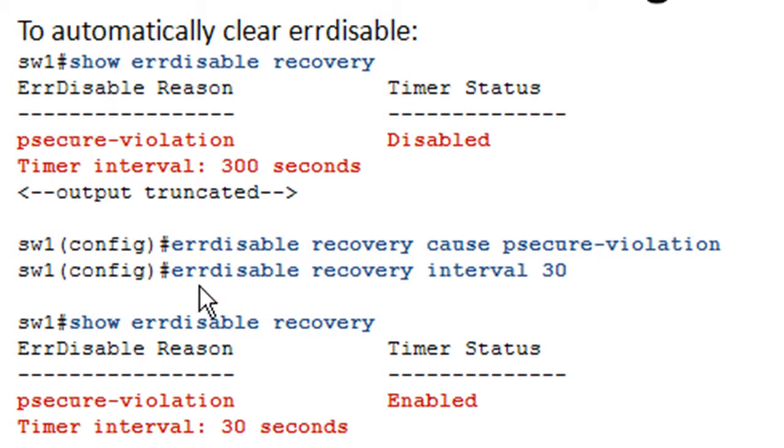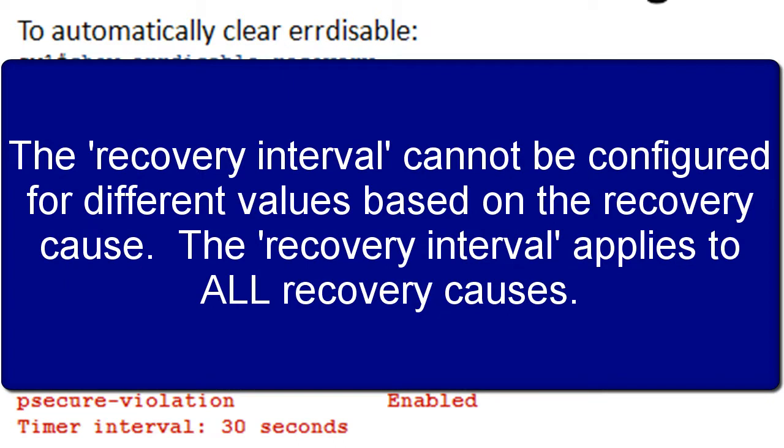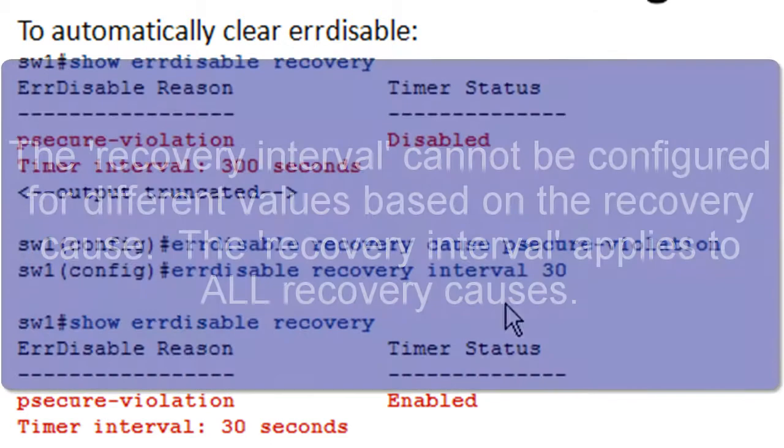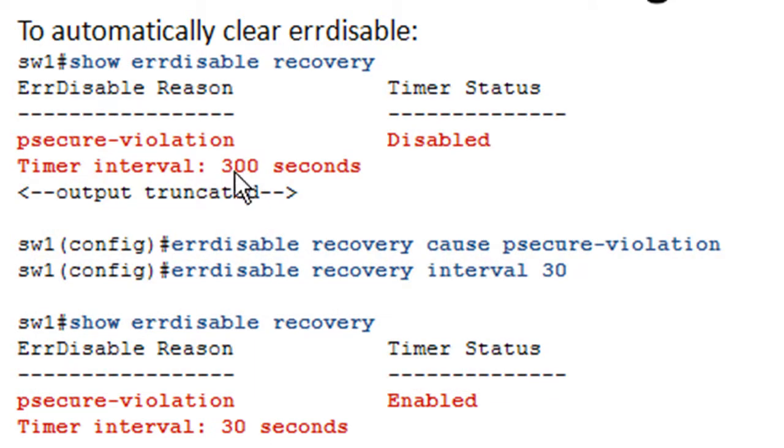The important thing to remember when you're setting this error recovery interval is that this is for all error disable reasons. I'll be the first to admit that I might be wrong about this. There might be a way to set this for specific recovery. I don't remember, and I'll check that out, verify one way or the other and put it in the show notes, but in this case it's going to set it from 300 to 30.